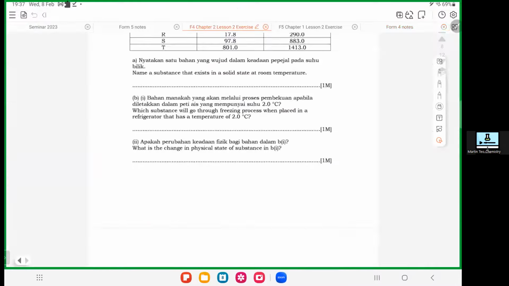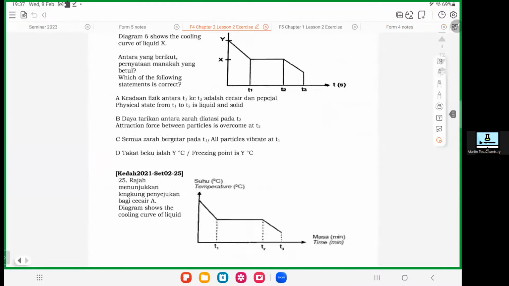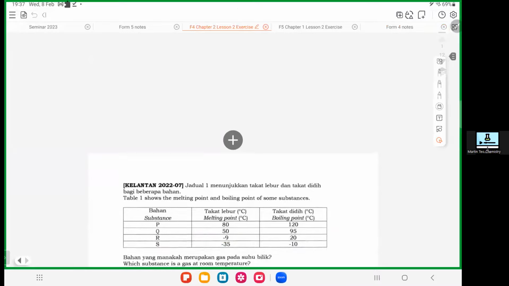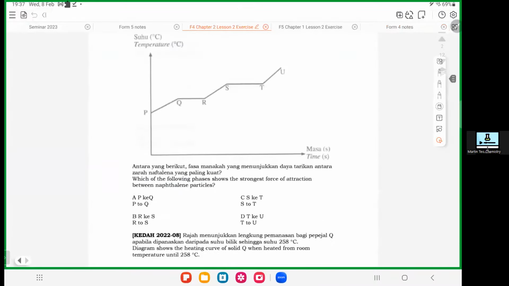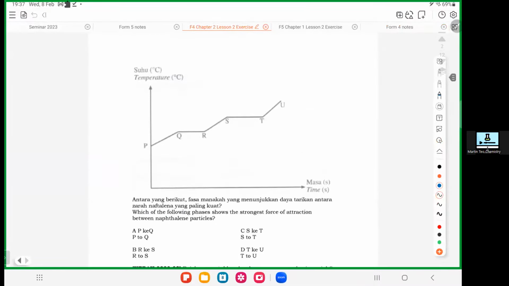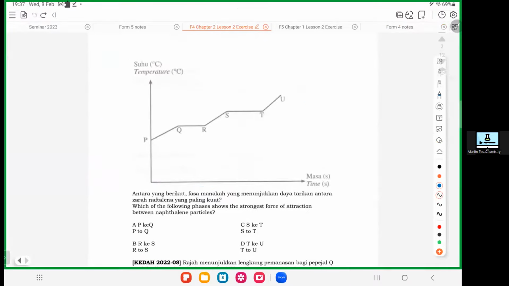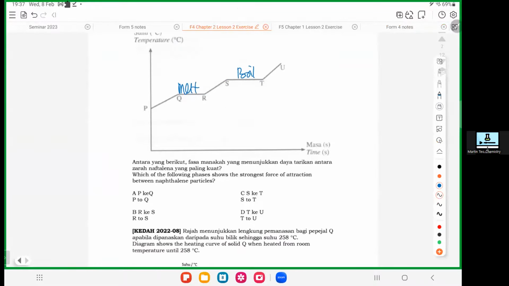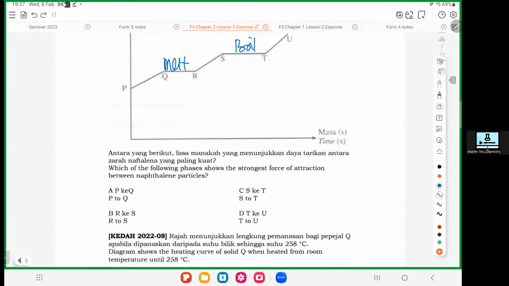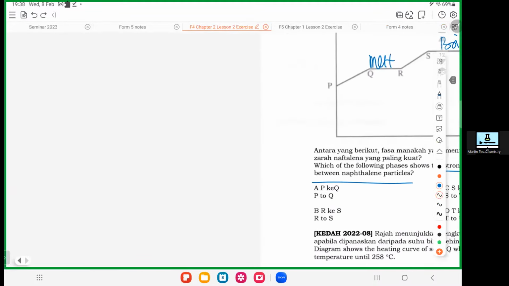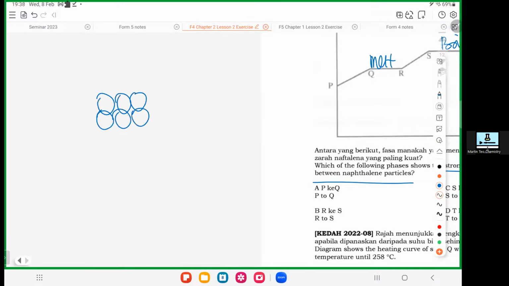So let's start. I start from some objective questions first, then I go to subjective. So this is a heating curve, staircase going up. The first flat one is melting, the second one is boiling. They ask, which of the following shows the strongest force of attraction between naphthalene particles? What is the force that you need to know? Solid, particles glued together. When they stick together, the force is very strong.